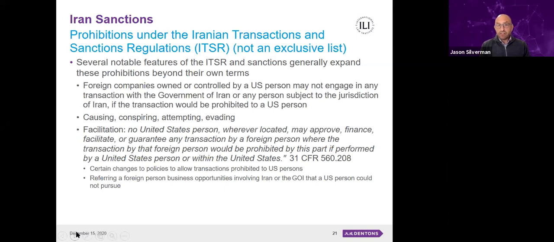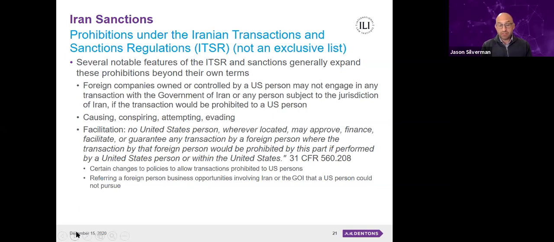There are several notable features of the ITSR, and these are not exclusive to the Iran sanctions, except for the first sub-bullet point. But there are ways in which the Iran sanctions prohibitions that may on their face apply to U.S. persons can actually be much broader in terms of the risks they present to non-U.S. persons. Number one, I mentioned earlier, is this feature of the Iran sanctions that prohibits foreign companies, which are not U.S. persons, that are owned or controlled by a U.S. person, from engaging in transactions with the government of Iran or any person subject to the jurisdiction of Iran, if the transaction would be prohibited for a U.S. person to do.